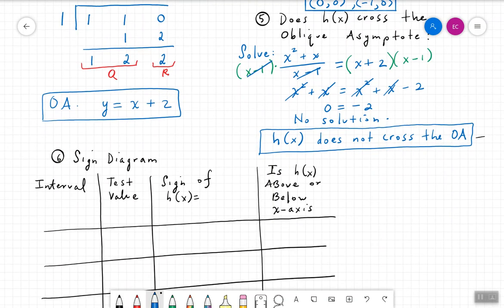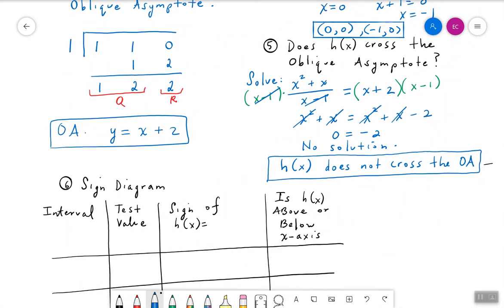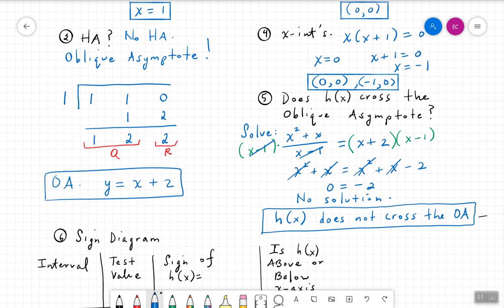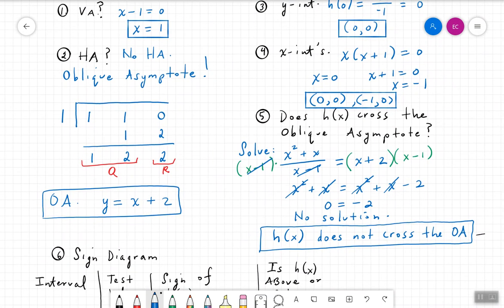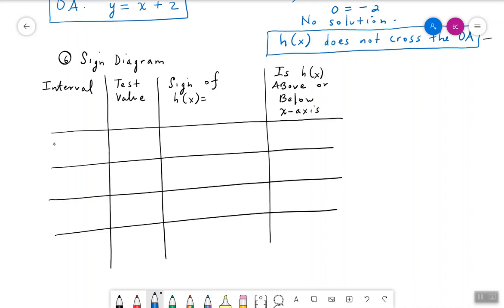Okay, so let's go on and make a sign diagram. Remember, we use the x-intercepts, and we also use the vertical asymptotes to create the intervals on the sign diagram. So we have a vertical asymptote at 1, x-intercepts at 0 and negative 1. So from least to greatest, negative 1, and then 0, and then 1. So we'll start at negative infinity and go up to negative 1, then negative 1 to 0, 0 to 1, and 1 to infinity.